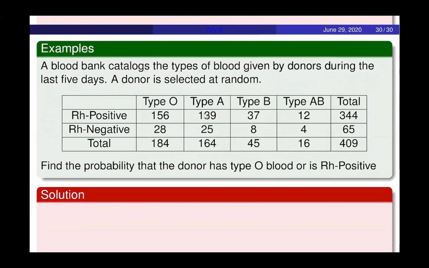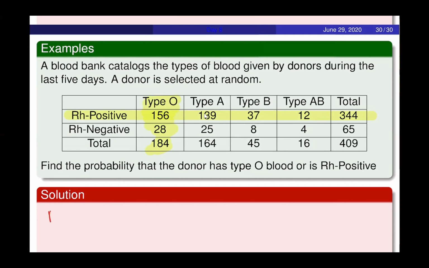All right. So the last one. Find the probability that the donor has type O blood or is Rh positive. So here you go, Rh positive. Here you go, type O. If you look at it, they intersect. Since they intersect, that means they're not mutually exclusive.